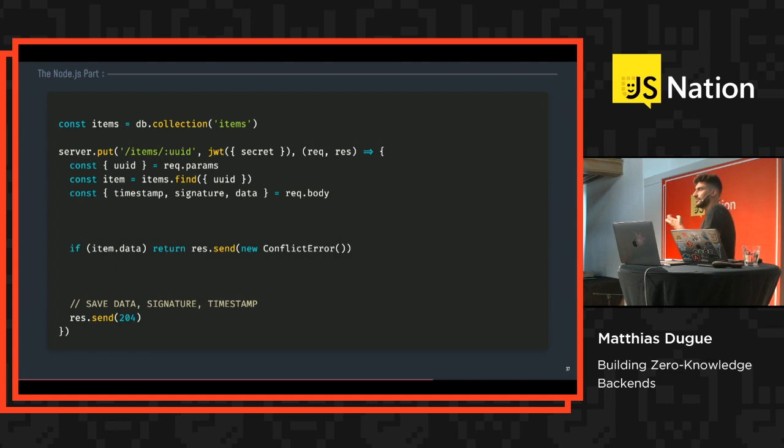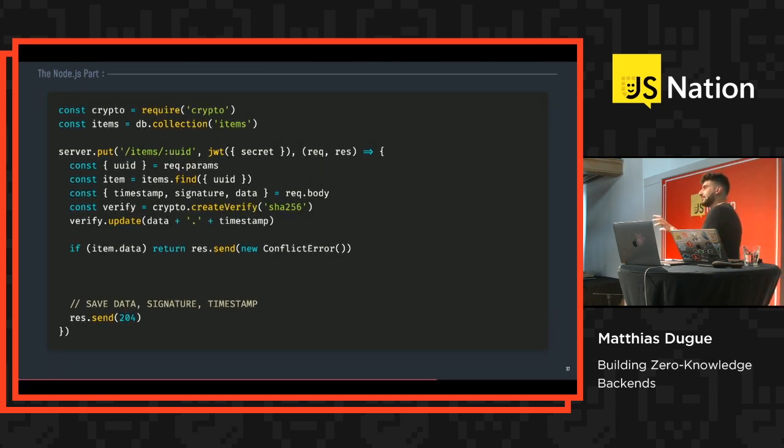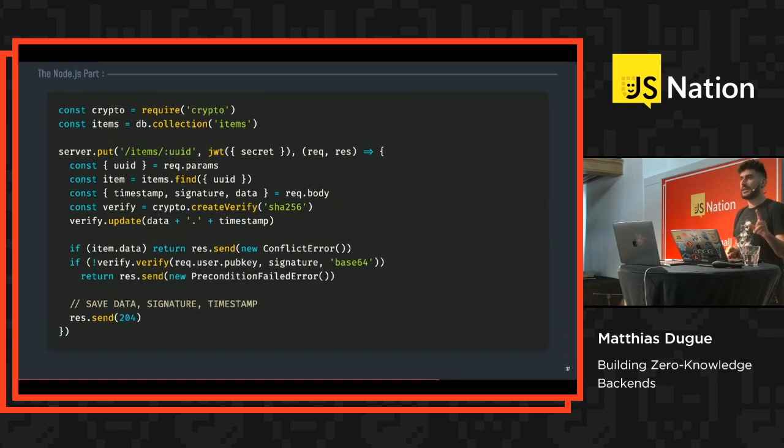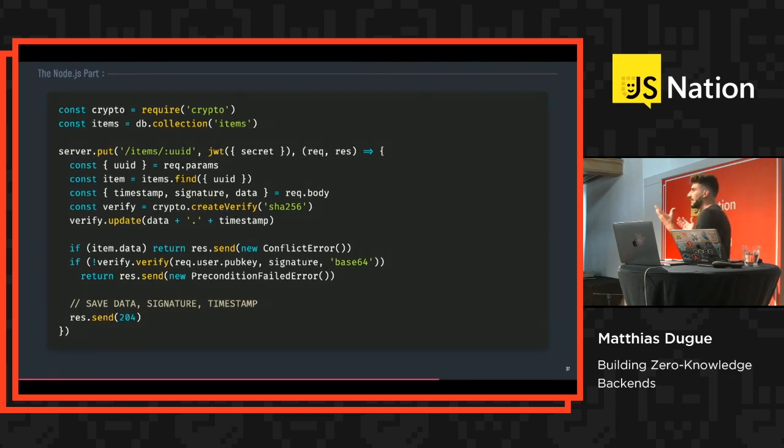I will extract from the request body the timestamp and the signature, and I will rely on the crypto Node module. I will just generate a verifier with a dedicated algorithm, and I will check the signature, which is just a signature on the concatenated payload and timestamp. If the signature fails to verify, then I throw an error. Otherwise, I save it on my backend, on my database, and just return the correct code.